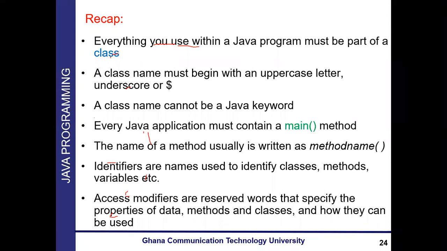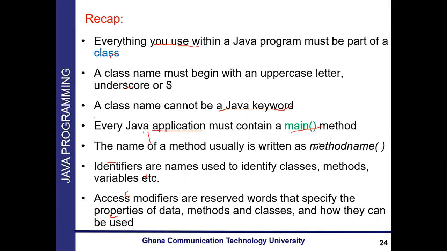Now, like I said, the $ sign these days is even being discouraged. A class name cannot be a Java keyword, obviously. Not only class names, all other names you give in Java cannot be Java keywords. And then every Java application must contain the main method. So remember, application is different from program or software. Sometimes we just mix them, but software is a general term, or program is a general term. An application is actually the file that runs. But then, of course, it's a program anyway, so we can use them interchangeably.